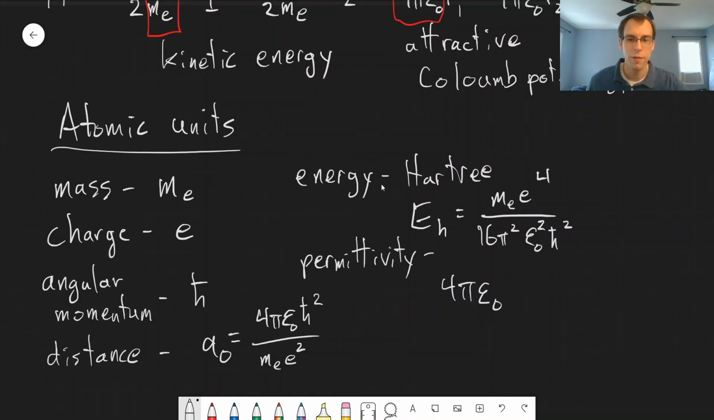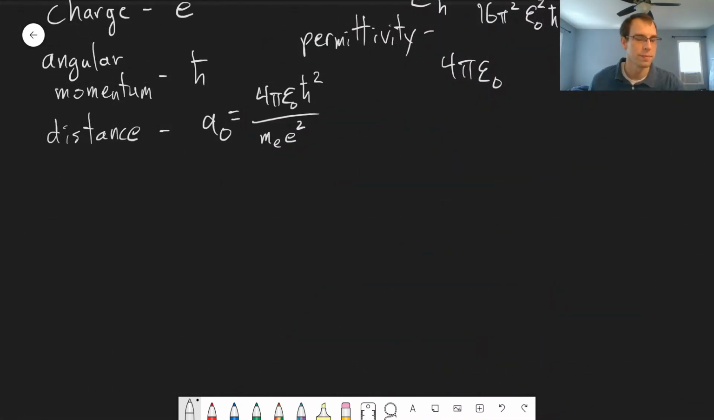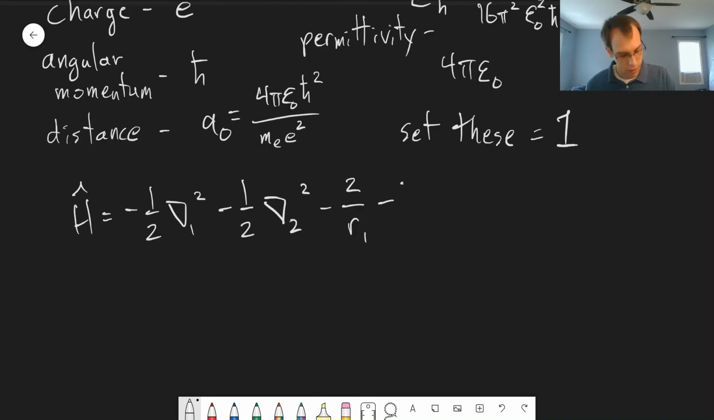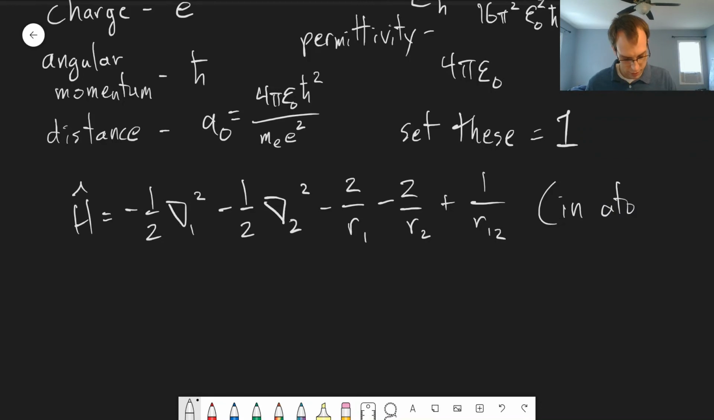Our Hamiltonian for the helium atom becomes a lot simpler. So basically we set these equal to 1 unit, and the Hamiltonian becomes minus 1/2 del 1 squared minus 1/2 del 2 squared minus 2 over r1 minus 2 over r2 plus 1 over r12. Specifically, this is in atomic units, and so it becomes a lot simpler just to write this out. We just remember that if we want to convert between different unit systems, we have the definitions above that we use.